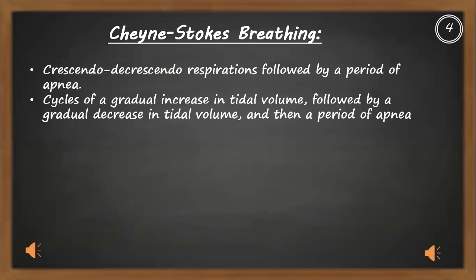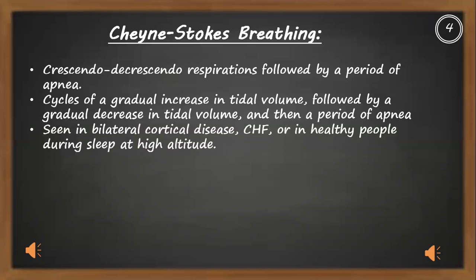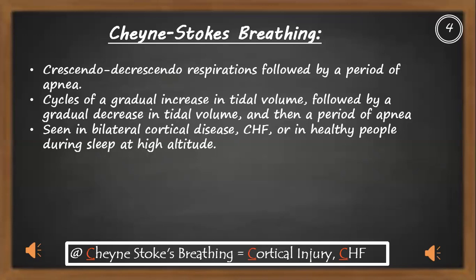So now I'll show you the causes. What are the causes of Cheyne-Stokes respiration? The causes include bilateral cortical disease and congestive cardiac failure, and it can also occur in healthy people during sleep at high altitude. Here I've created a mnemonic: C for Cheyne-Stokes and C for cortical injury and congestive cardiac failure. This will help you remember the causes of Cheyne-Stokes breathing. And now we'll listen to an audio sample followed by the graphical representation.